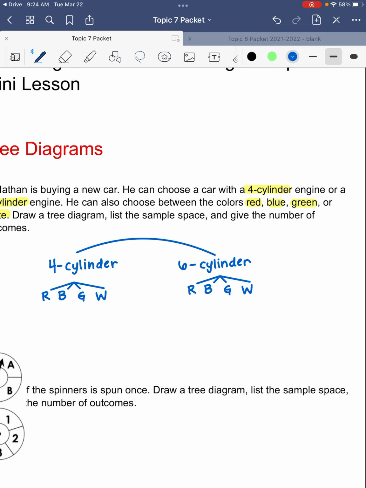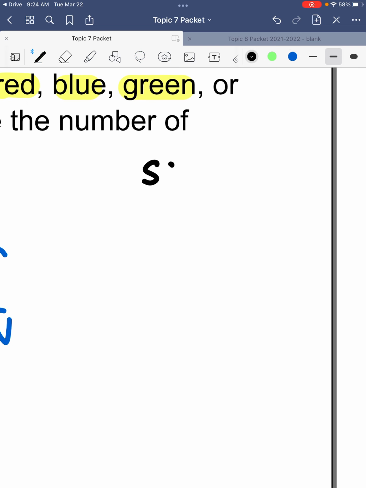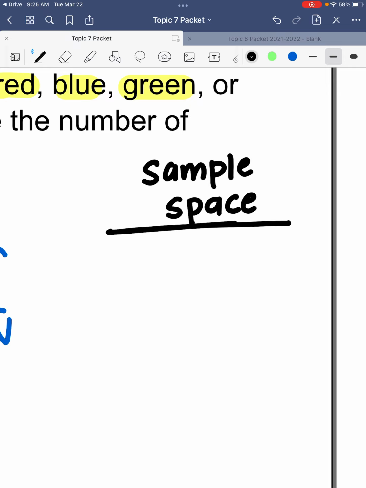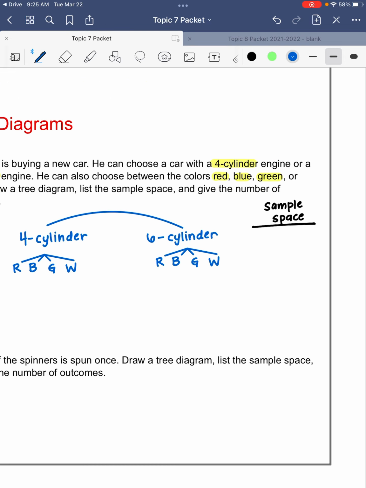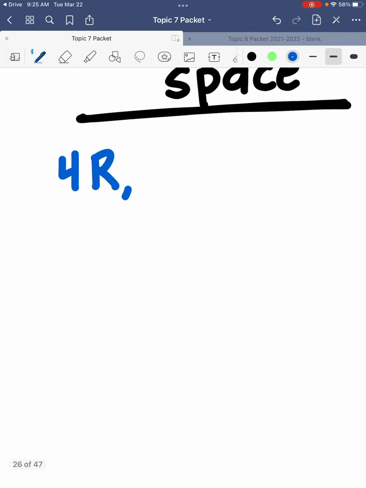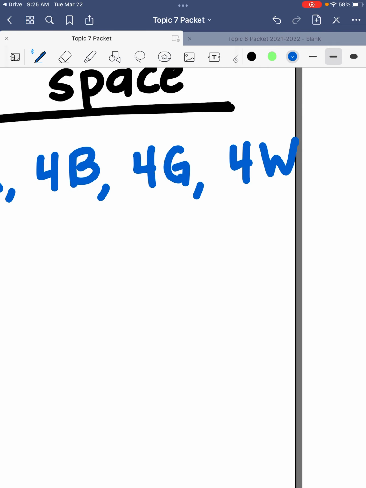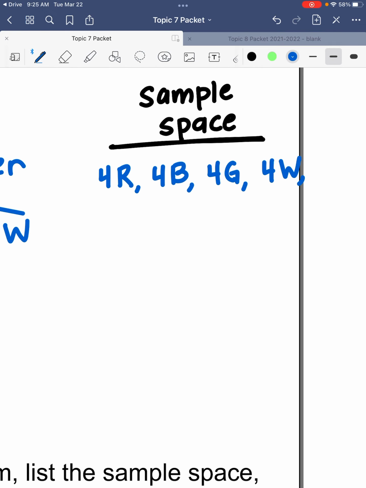Now we need to list the sample space. So I'm going to give me some room over here. The sample space. So we're just listing out all of the total outcomes, right? So the first outcome is a 4-cylinder red. So I'm going to write that as just 4R. The second outcome is a 4-cylinder engine with a blue car. He could have a 4-cylinder engine with a green car or a 4-cylinder engine with a white car. Now that's all the options for the 4-cylinder.